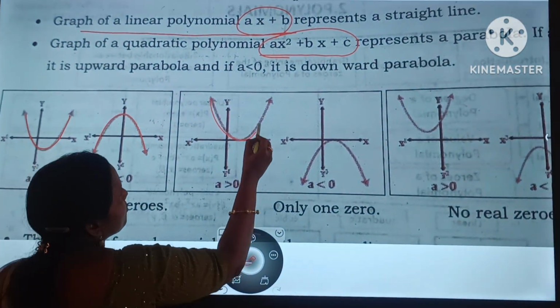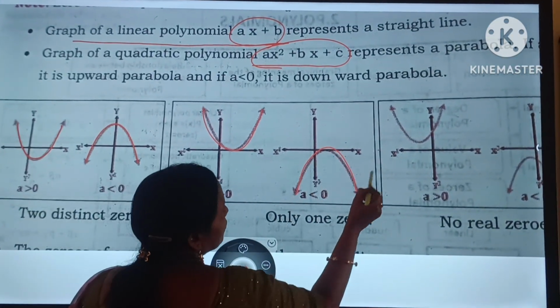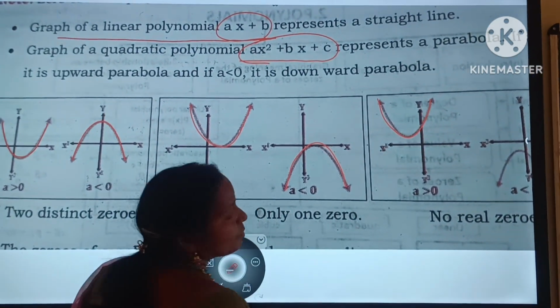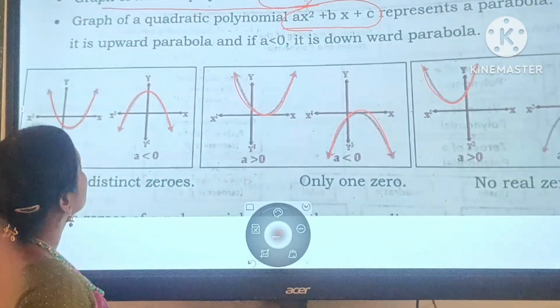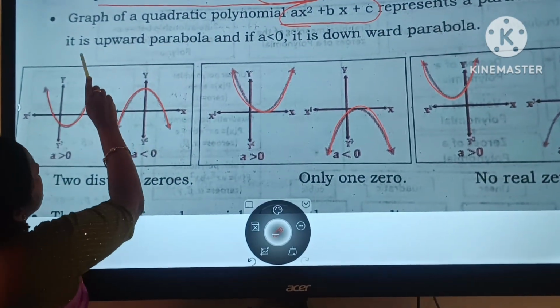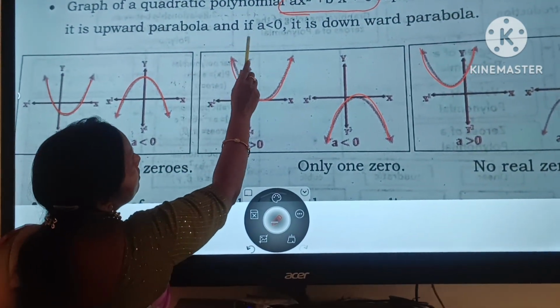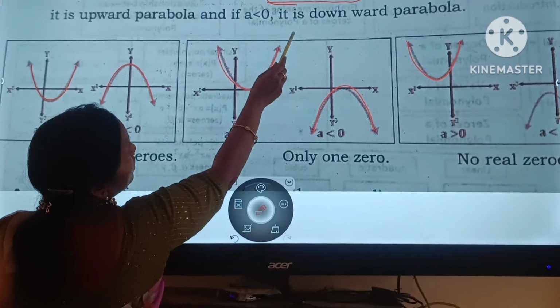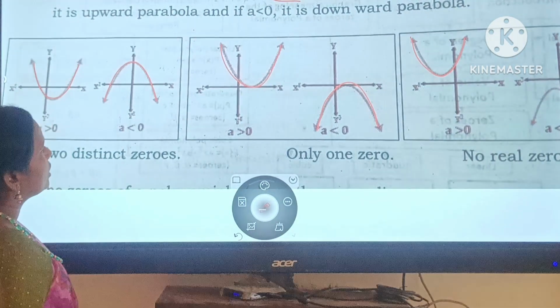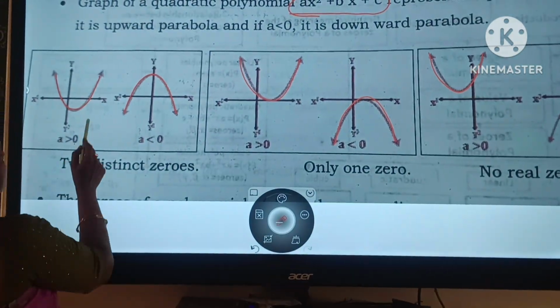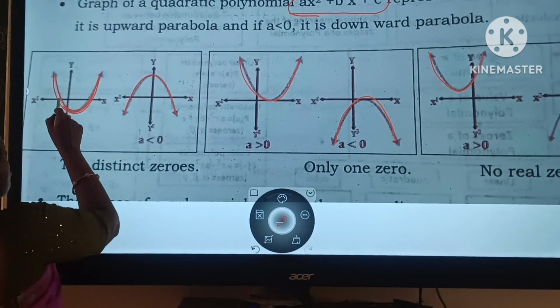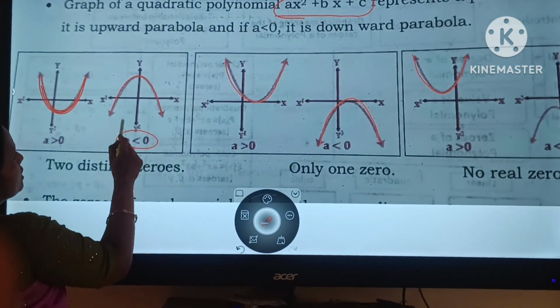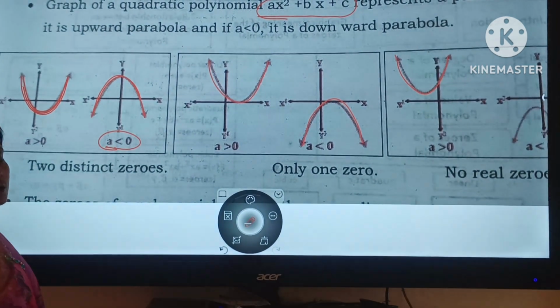This is a very important question. In graph reading, what is the shape of a quadratic polynomial? It is called a parabola. If a is greater than 0, we will get an upward parabola, and if a is less than 0, it is a downward parabola.